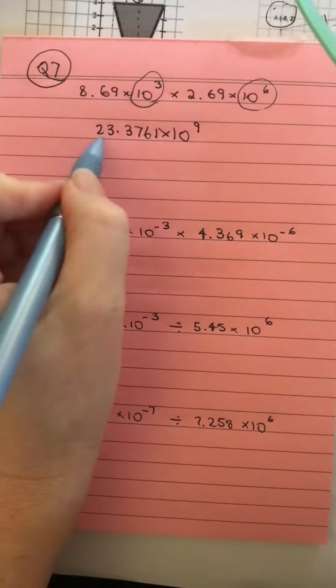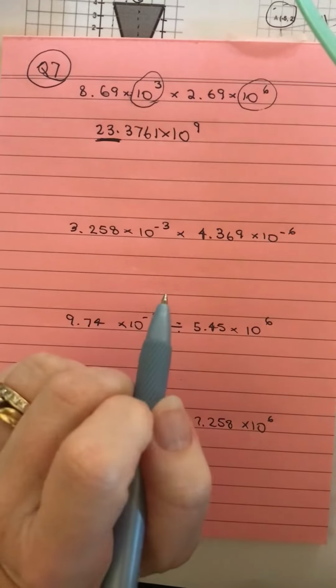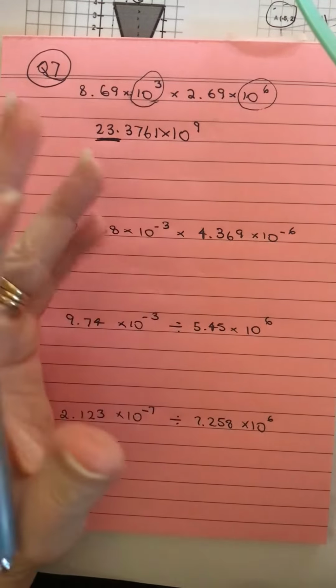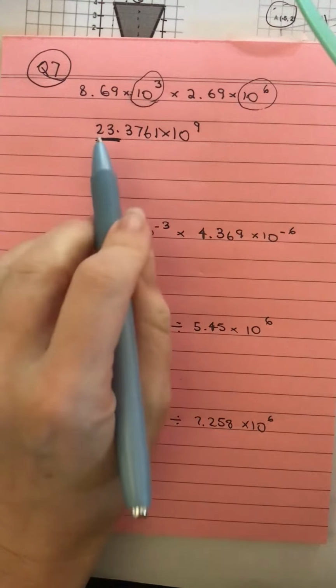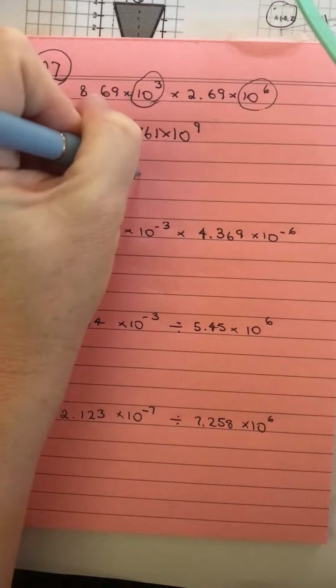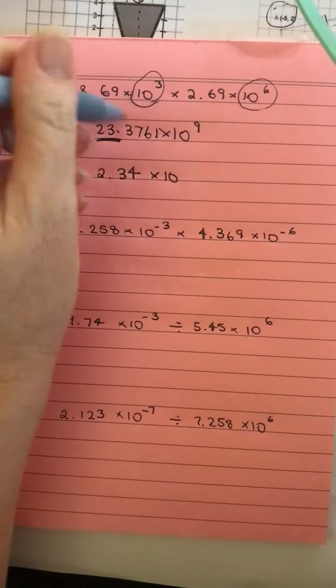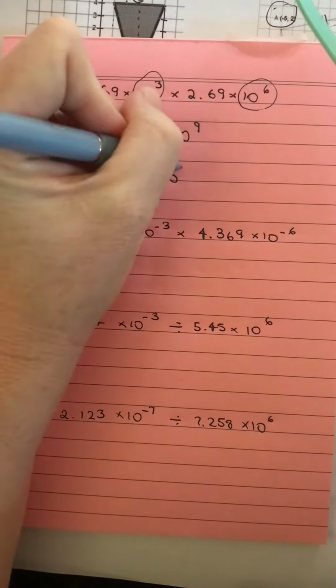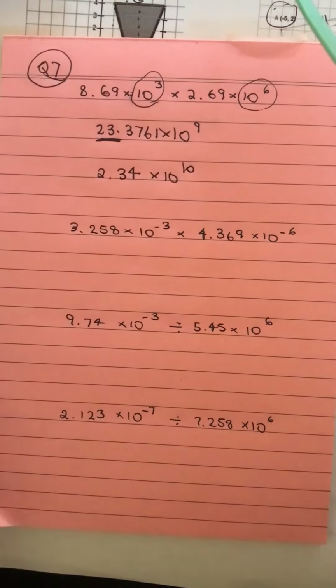But the issue here is we don't have correct scientific notation because it needs to be a number between 1 and 9. So we need to make that 2.3, and we'll just round that to 2.34. And because we have moved that decimal place, we're going to make our 9 into a 10.